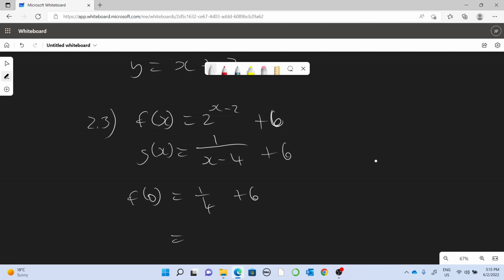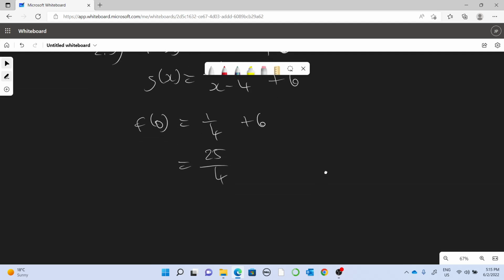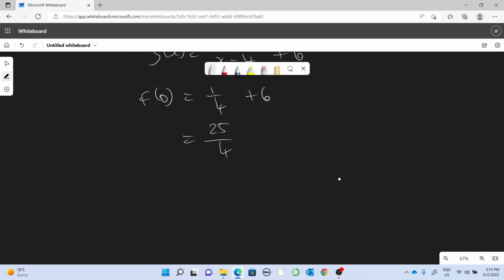If I calculate that, that's basically 6 and a quarter. But maybe we want it in a fraction that makes sense, so I need to get the denominators the same. I'll end up with 25 over 4. So that's the y-intercept for the f function. For the g function, I need to do the same now. The y-intercept for the g function, also where x equals 0, will be 1 over x minus 4 plus 6, and so I'll end up with a minus quarter plus 6.